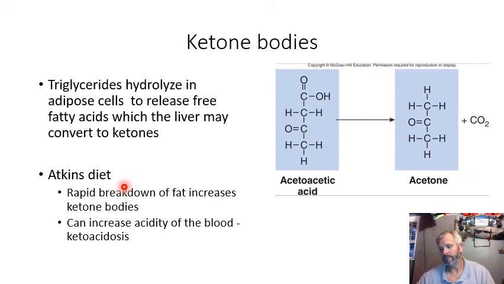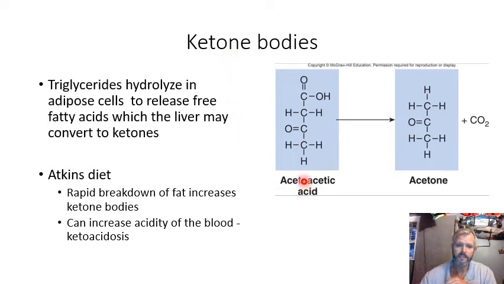When you break down the fat and put it in the blood, when you have lots of fatty acids in the blood, your liver will convert them to ketone bodies. And that is why as you break down more fat, you find more ketones in the blood. In a ketogenic diet, that's what happens. Your liver is converting those lipids into ketones.